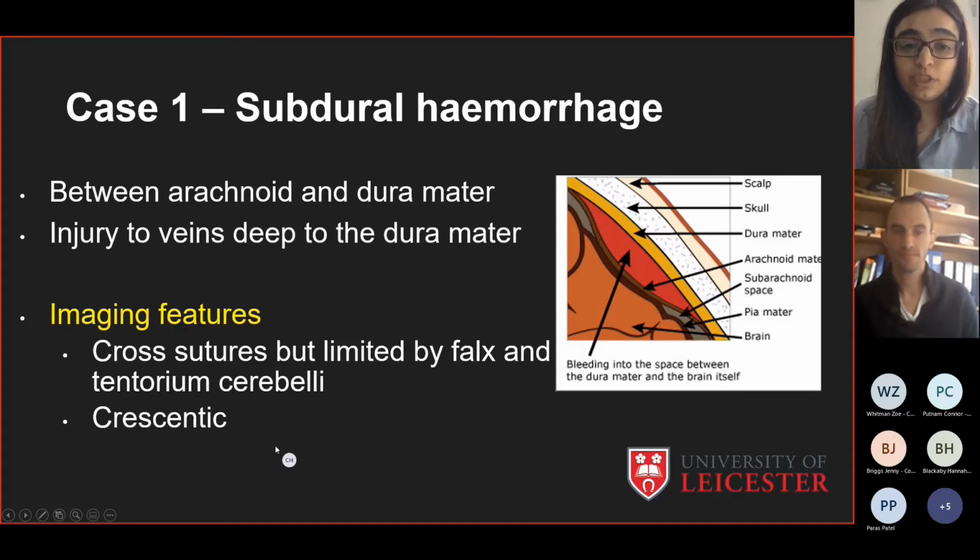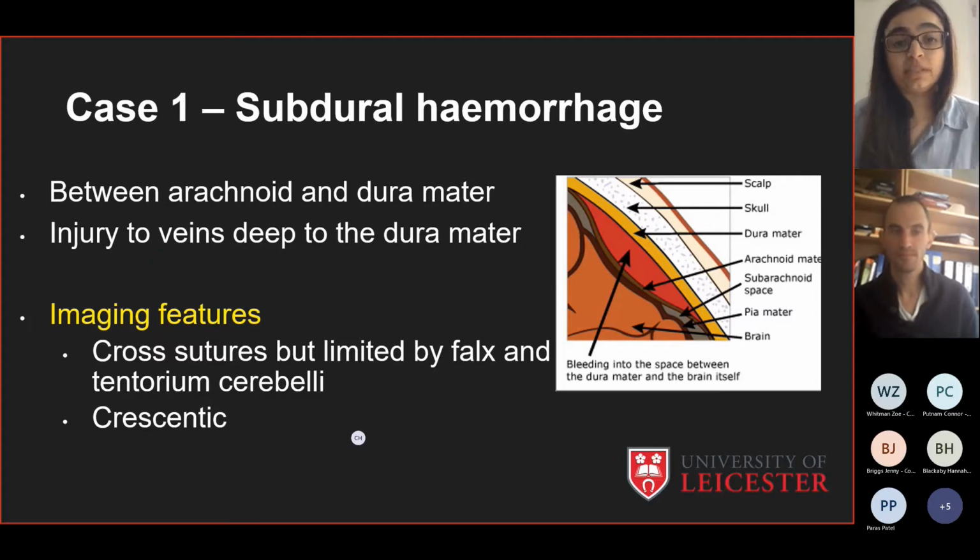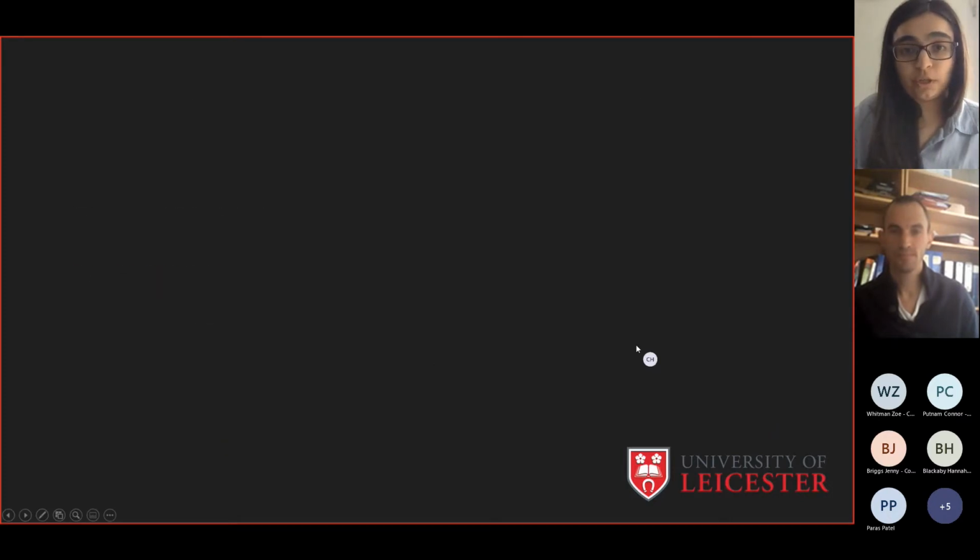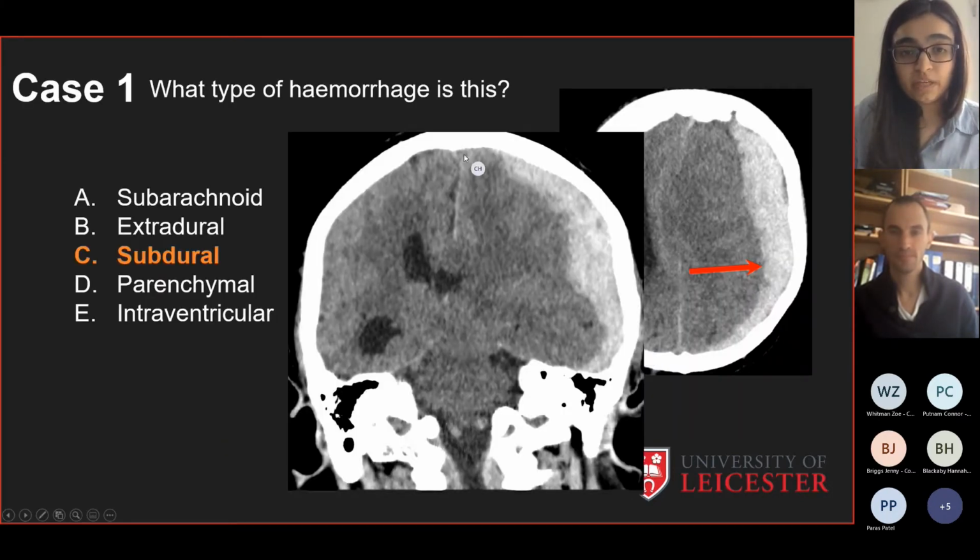So a couple of the imaging features is this crescentic shape when you see it on a CT. And it can cross your sutures, but it's limited to your falx and tentorium. I can show you that if I go back to that picture, it doesn't go past the falx, and so it stays there. And you can just see it on the axial image as well. It comes across to the falx here, but it doesn't go across to the opposite side.